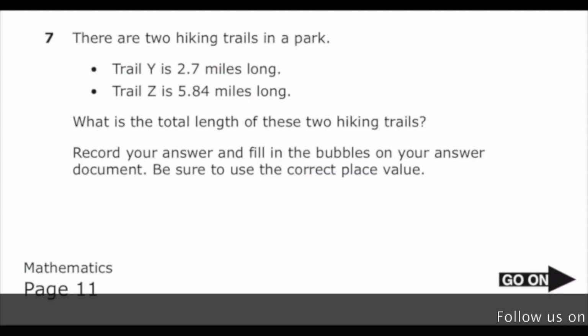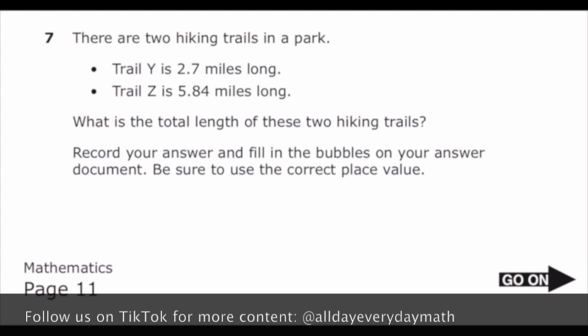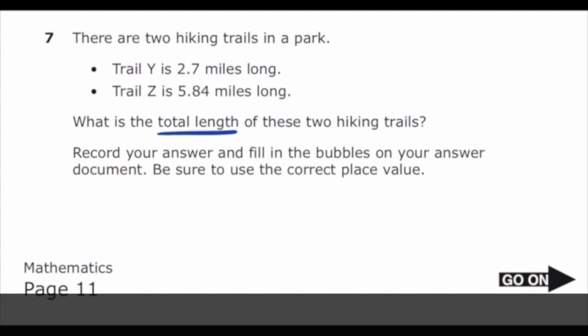This is number 7 from the 2022 4th grade math STAAR test. There are 2 hiking trails in a park. Trail Y is 2.7 miles long. Trail Z is 5.84 miles long. What is the total length of these 2 hiking trails?